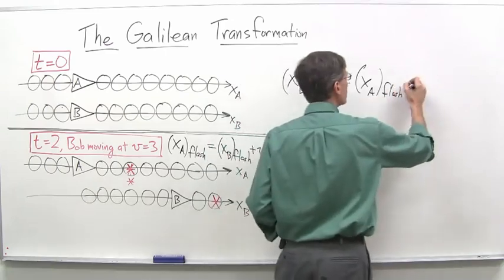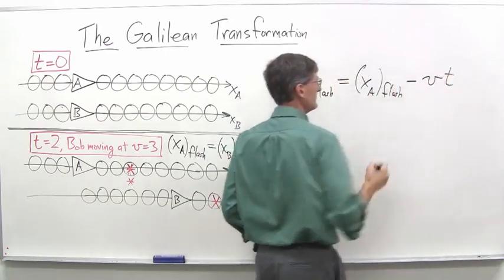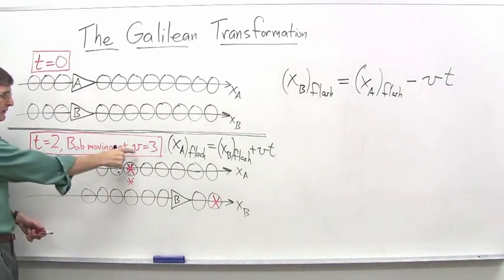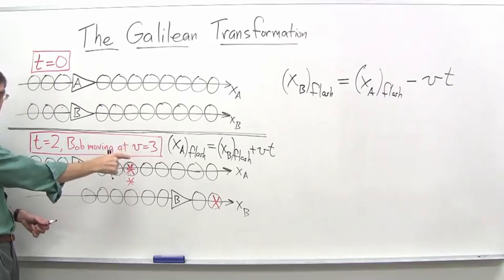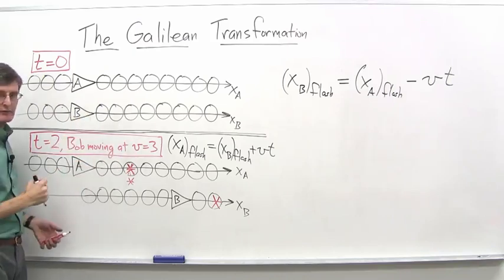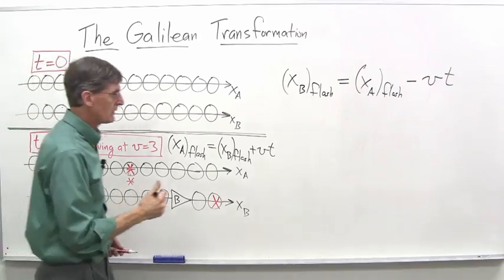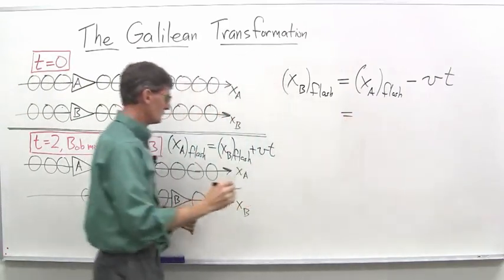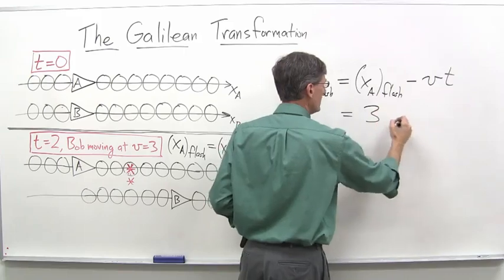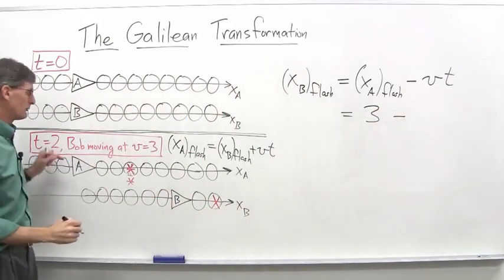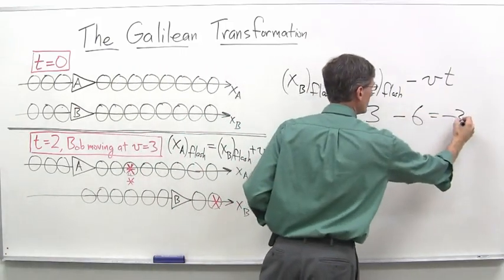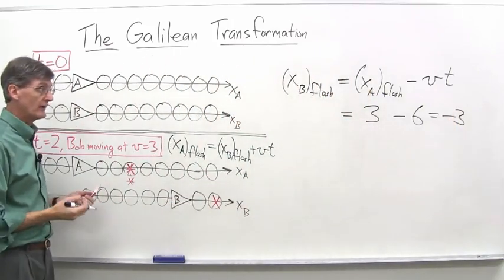What if we do minus vt? Well, again, this is at 2 seconds, we're imagining. Velocity of Bob is 3 here, but since it's in the other direction, it's really -3. That's why we have the minus sign there. And what does this work out to be? Well, according to what we said, it's at position 3 for Alice. So this would be position 3 minus 3 times 2, which is 6. 3 minus 6, of course, we get -3. So it works in that specific case.